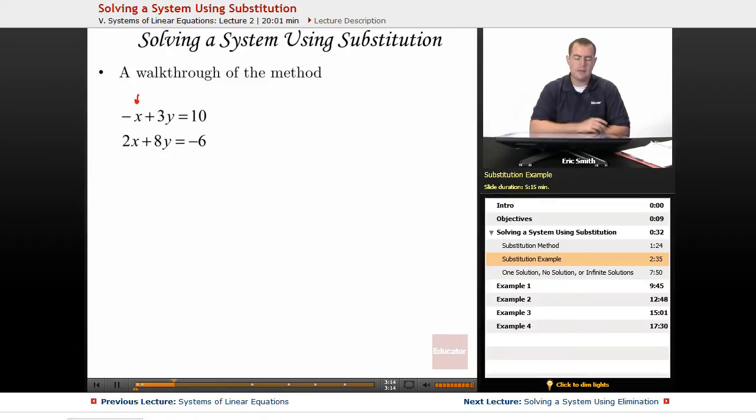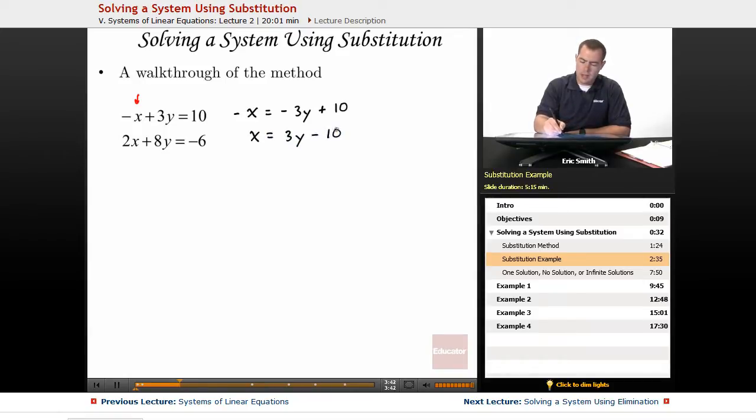I'm going to choose x in the first equation. It looks like it'll be one of the easier ones to get all by itself. So what I'll do is solve for x, and I'm moving everything to the other side. So I'm subtracting a 3y on both sides. Now it's almost all by itself, but it looks like I'll have to multiply by a negative 1 to continue from there. So multiplying through by a negative 1, I'd end up with x is equal to 3y minus 10.